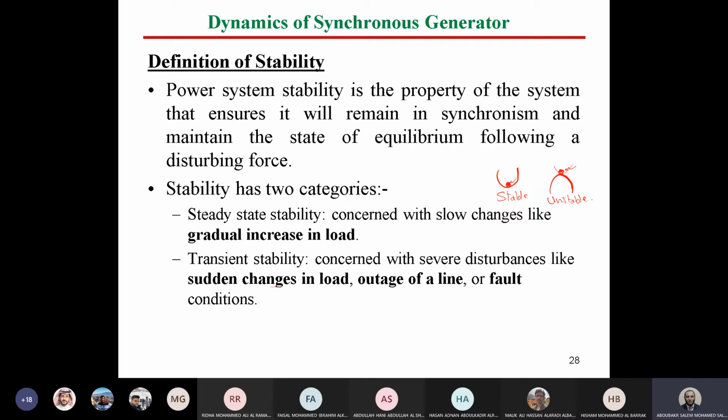So this is called transient stability, and it needs special treatment compared to the steady state stability. So this is the difference between transient and steady state. Transient means something happened very fast during a very small period of time. Yes, clear. Thank you.